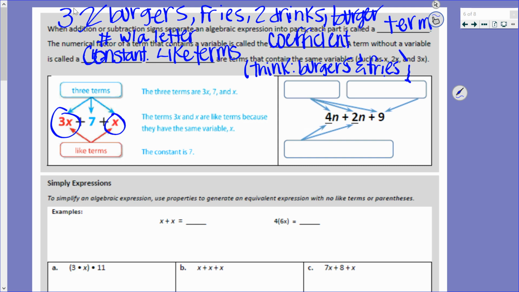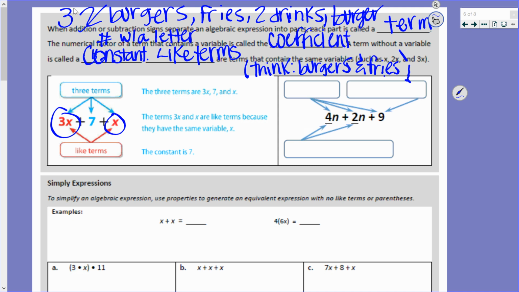If you are a highlighter person, I would highly suggest that you get a highlighter for today because I like to highlight my like terms. You don't have to, but I find it to be easier when I highlight them. Okay? So 3x and x are like terms. All right? And then 7 is our constant.